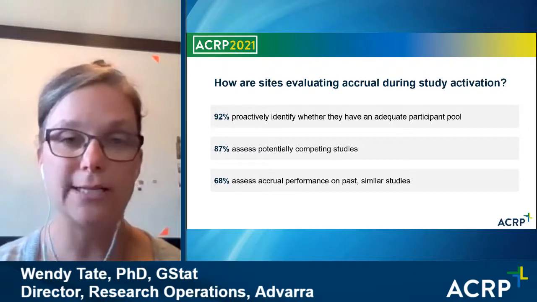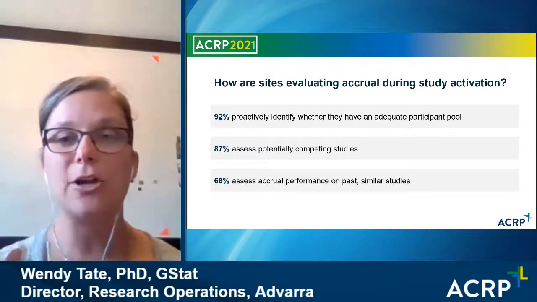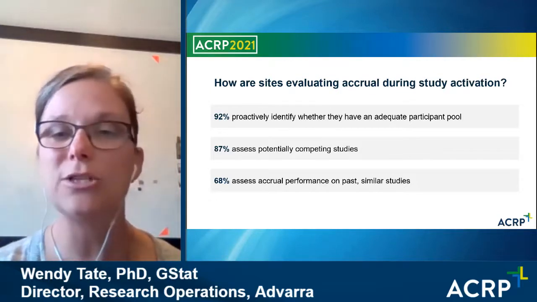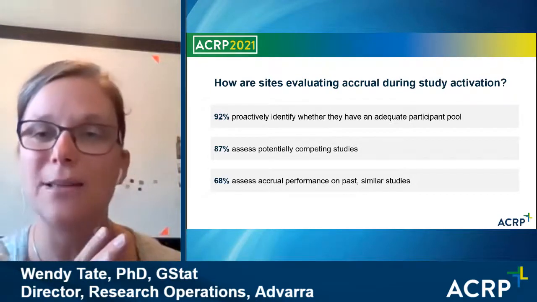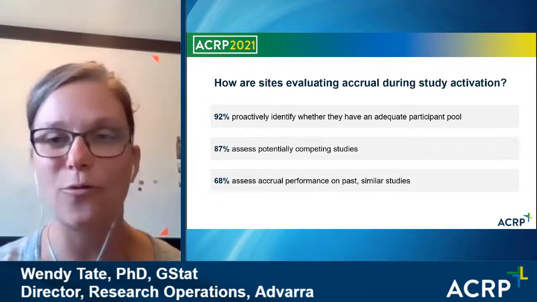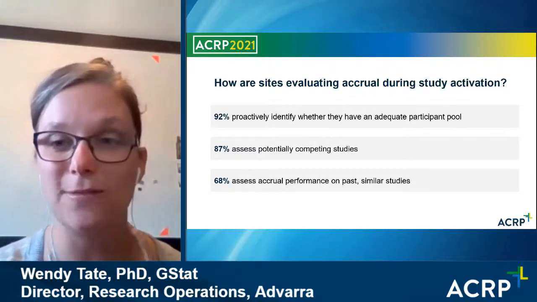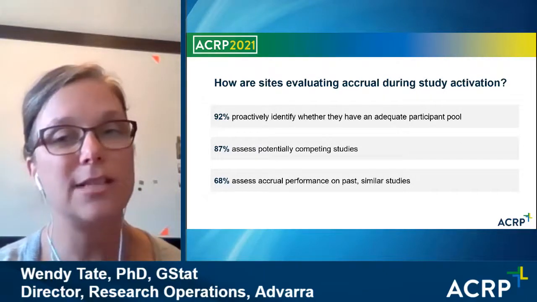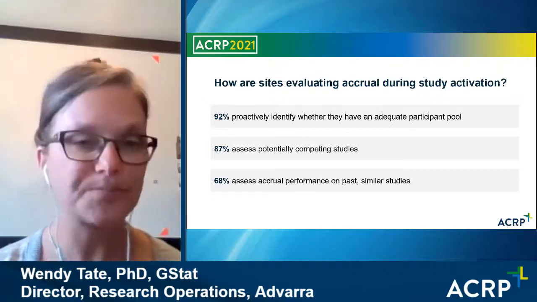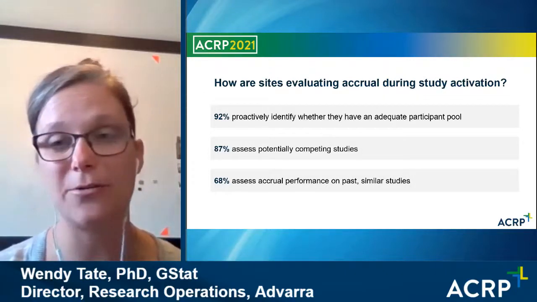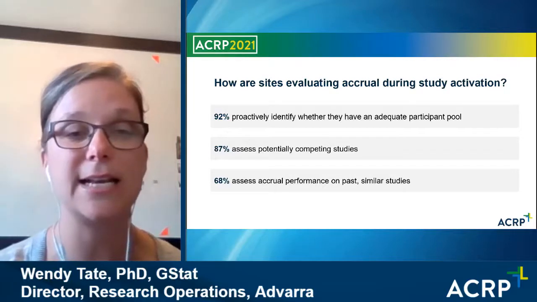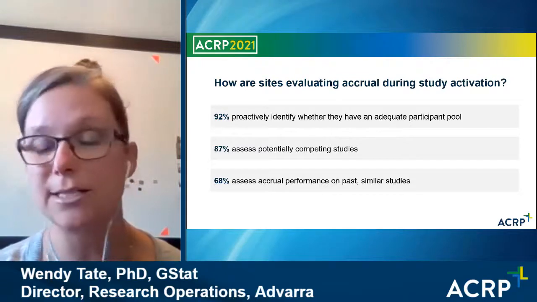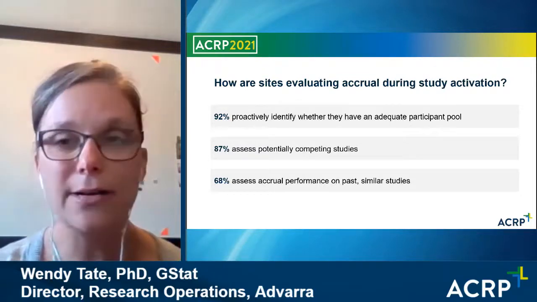A number that was really concerning to me is that while people are taking a look at the right now, what do we have available right now? Only 2/3 were looking at what have we done in the past. Past performance is a great indicator of how you're going to perform in the future. Unless you really make some massive changes to your procedures, you tend to repeat the same patterns. And so only 68% of our organizations in this survey stated that they actually look at how they accrued on past studies. If you told this sponsor, yeah, we can accrue 10, how did you actually accrue?